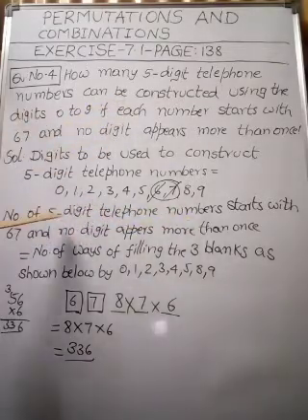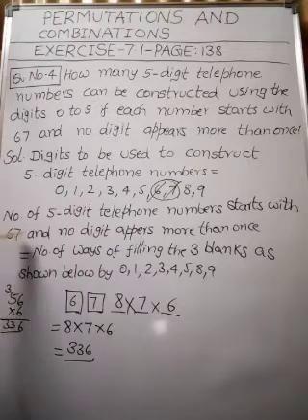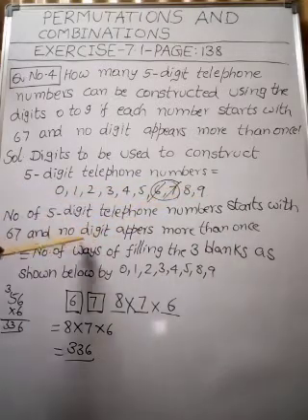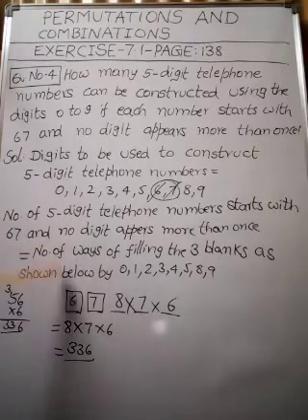We can construct 5-digit telephone numbers which are starting with 67 by using the digits from 0 to 9 with no digit appearing more than once. Understood this point, my children? Understood these steps? Right. Here in this chapter, logical thinking is very, very important. Very few formulas are there, but logical thinking is highly needed. Okay, my children?